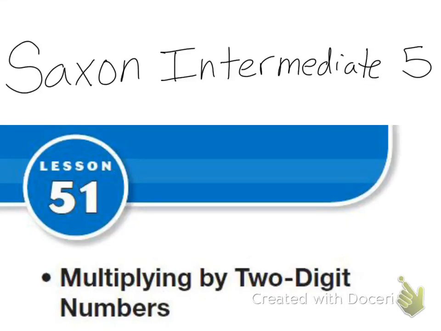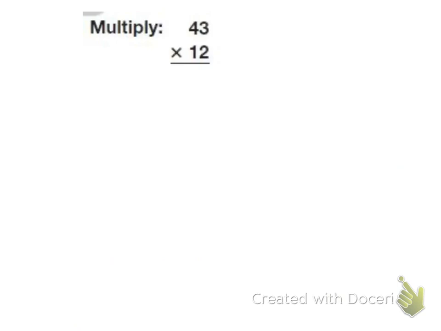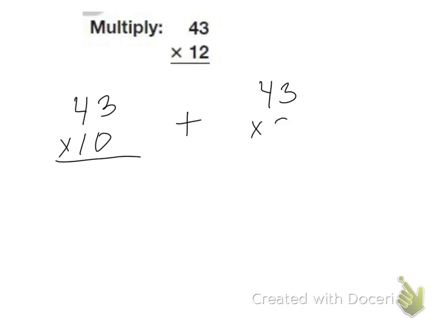Hi everyone, today's lesson is lesson 51, multiplying by two-digit numbers. So when we multiply by a two-digit number, we're really multiplying twice. We multiply by the tens and we multiply by the ones. So if I did 43 times 12, I'm really doing 43 times 10 plus 43 times 2.